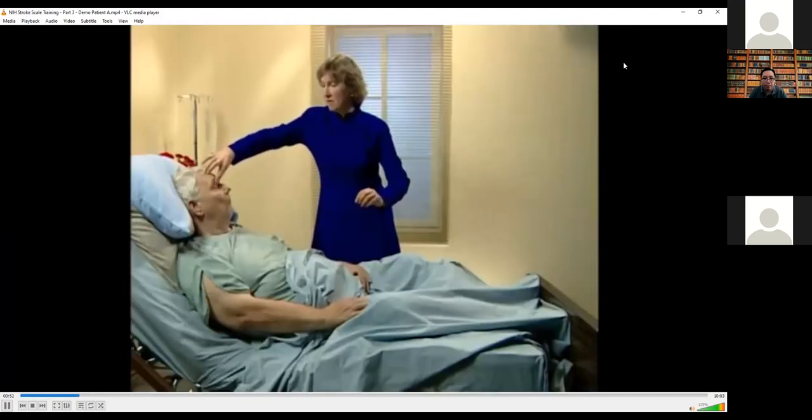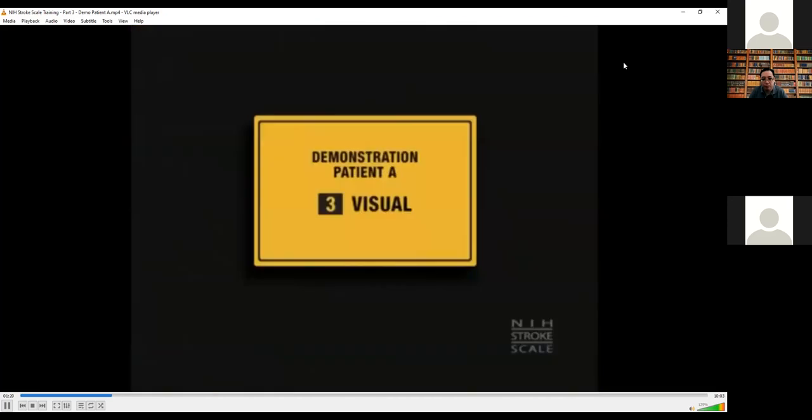I'll hold them up for you. Follow my finger with your eyes. Great. On best gaze, he also got a zero. It may have been difficult to see that his right eye did go all the way to the right.